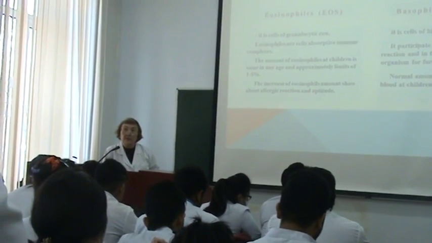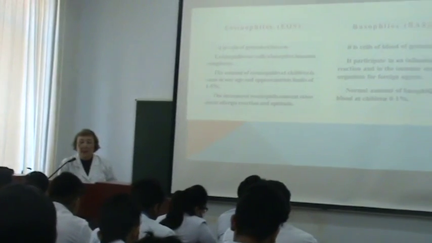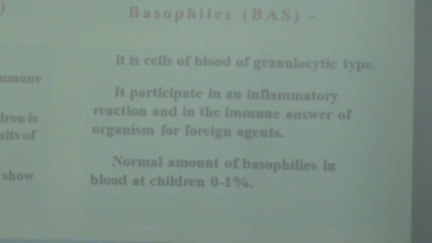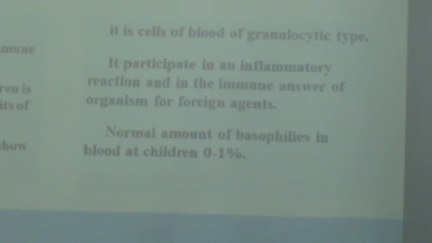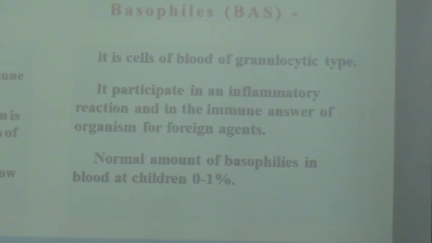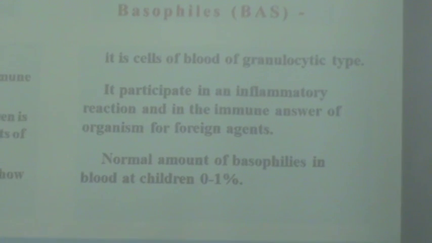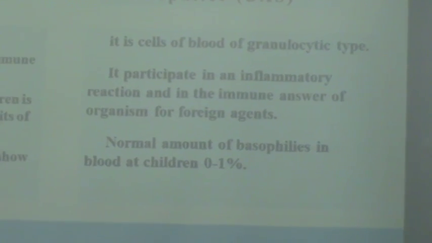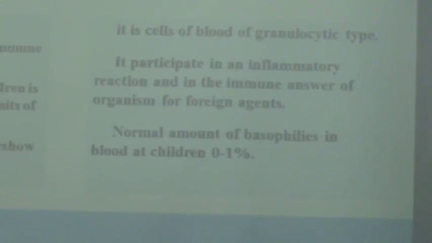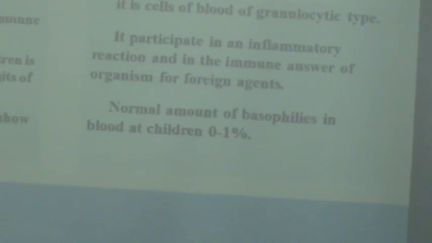What are basophils? They are cells of blood of granulocytic type. They participate in the inflammatory reaction and in the immune answers of the organism to foreign agents. Normal amount is 0.1%.